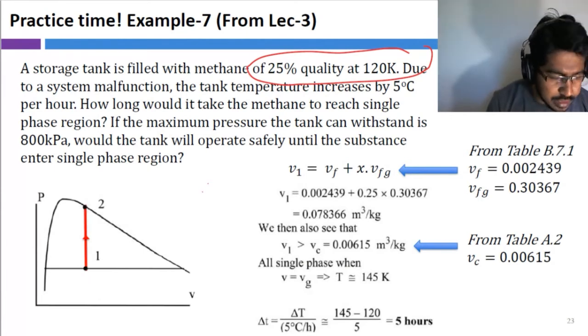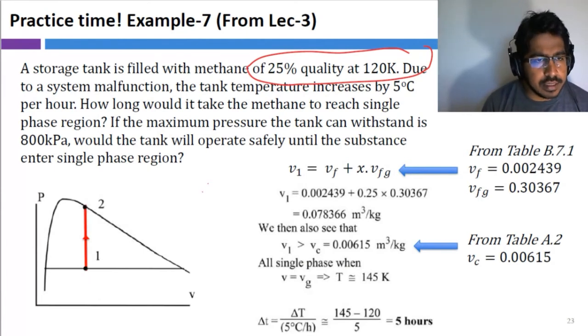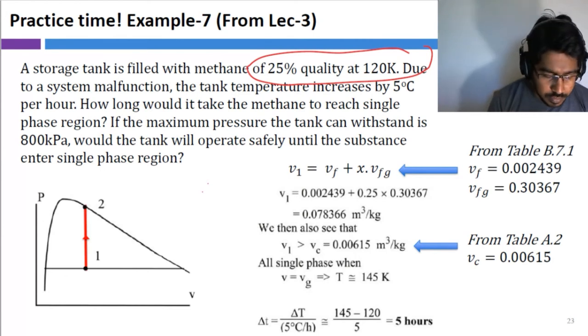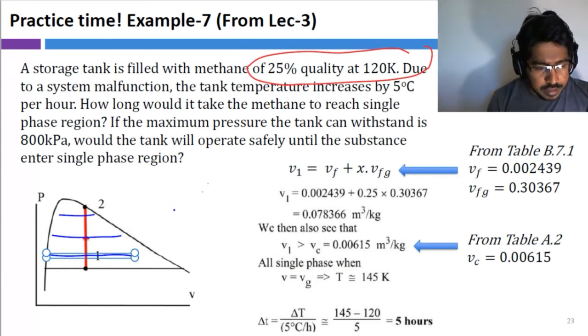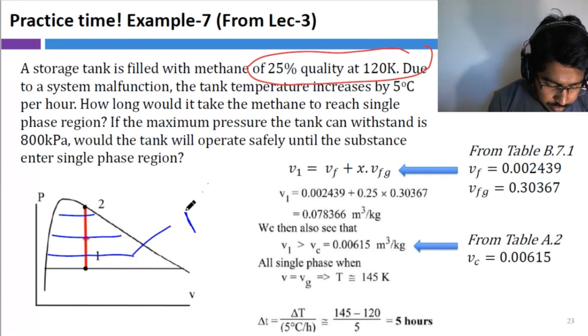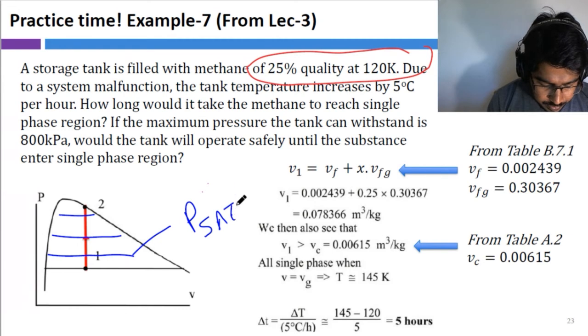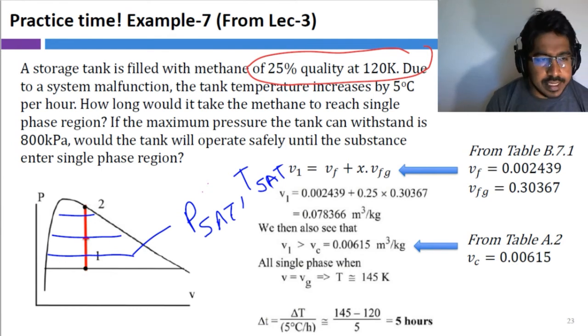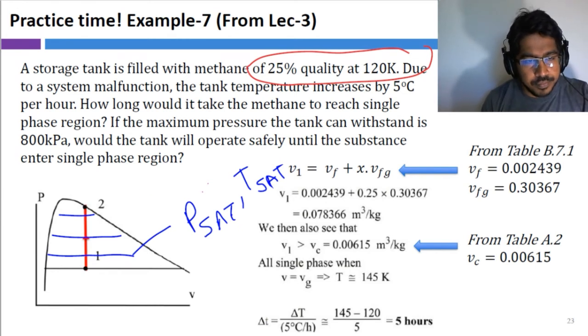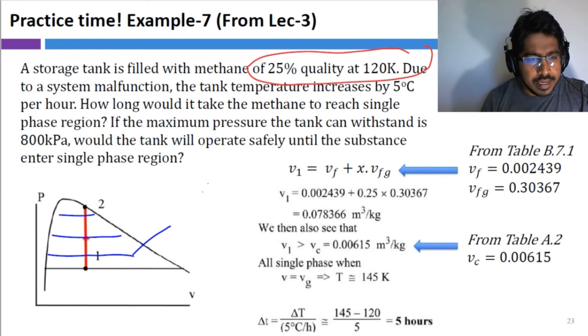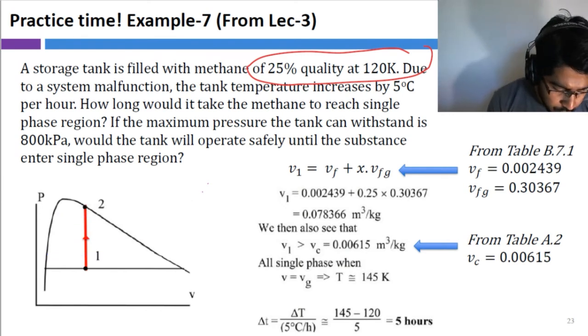We have located our initial state with the black dot, and due to a system malfunction, the temperature rises. So when the temperature increases, you know that with saturated temperature and pressure, everything inside the dome is going to be related to each other. Like if the PSAT, I'm sorry, PSAT and TSAT are coming in tandem, and as we go up, the temperature rises, right? When we go this direction, pressure and temperature both rise.